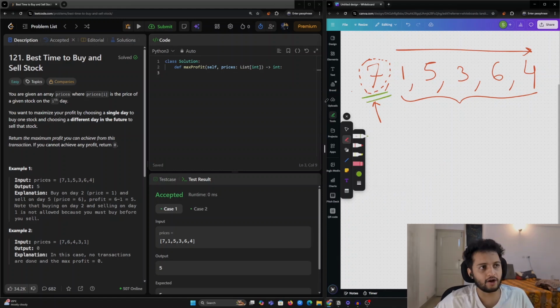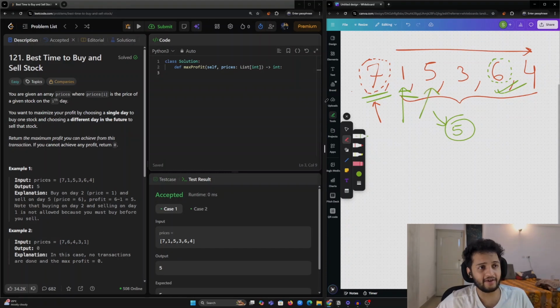Right? Now, let's look at 1. If we buy at 1, you will find out that 6 is something which is the maximum. And it is also greater than 1. Right? So you make a profit of 5. You can basically buy at 1 and then sell at a future date at price 6. So you make a profit of 5.